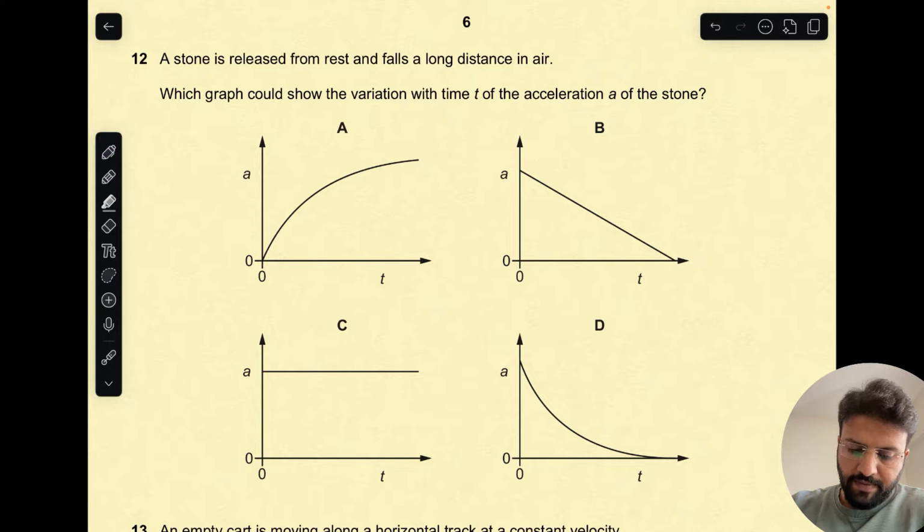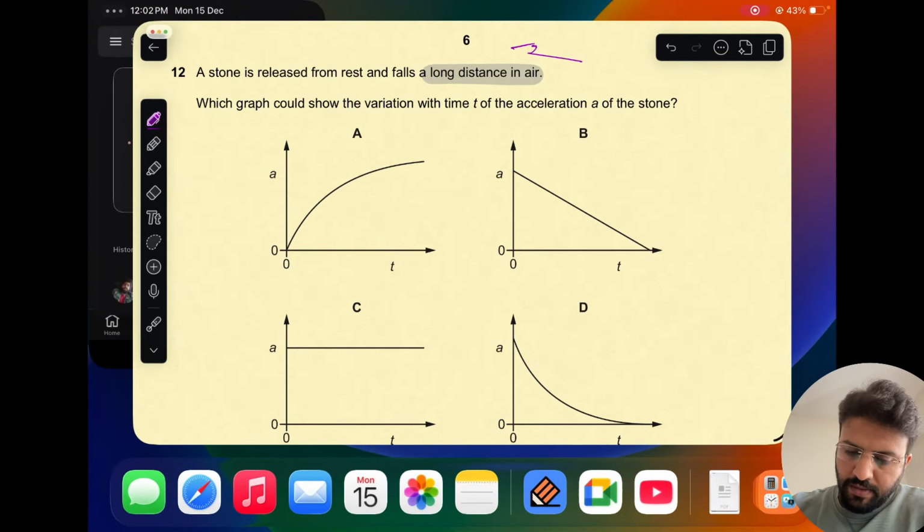And the next question: a stone is released from rest and falls a long distance in the air. Whenever they say a long distance in the air, they are referring to terminal velocity.